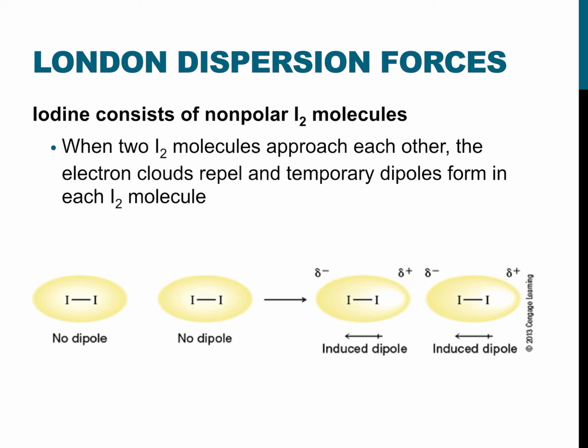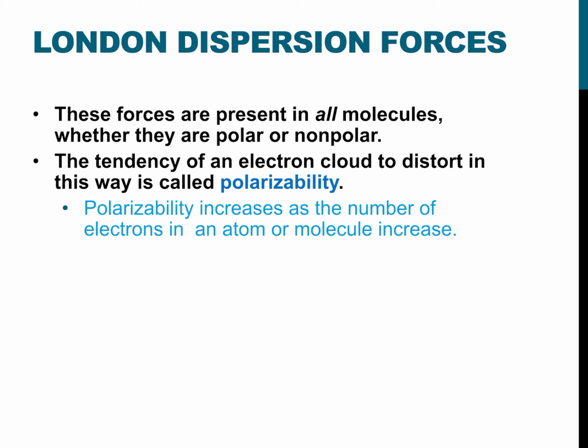Here's another example. This one, we have 2 induced dipoles. So we have 2 iodine molecules, and as they approach each other, the electron clouds repel each other, and they form 2 induced dipoles. So that can happen as well. So we have an instantaneous dipole with an induced dipole, or we can have 2 induced dipoles occur. So again, the London dispersion force just happens between the partial positive and the partial negative charges.